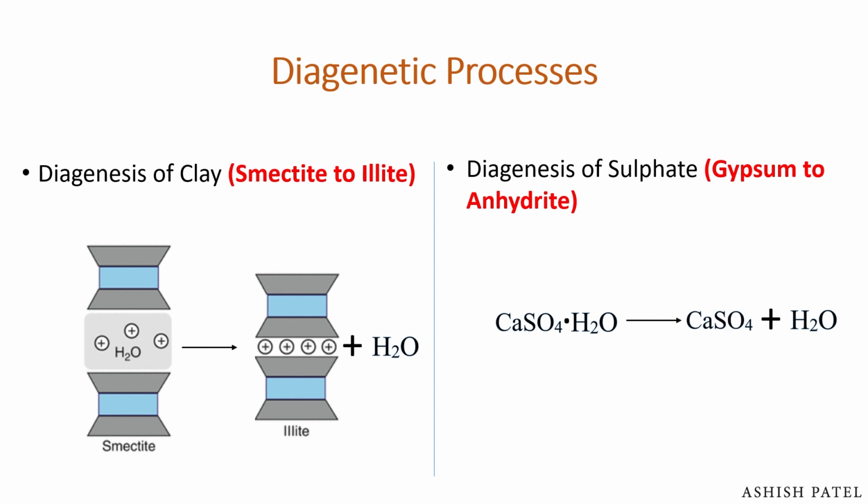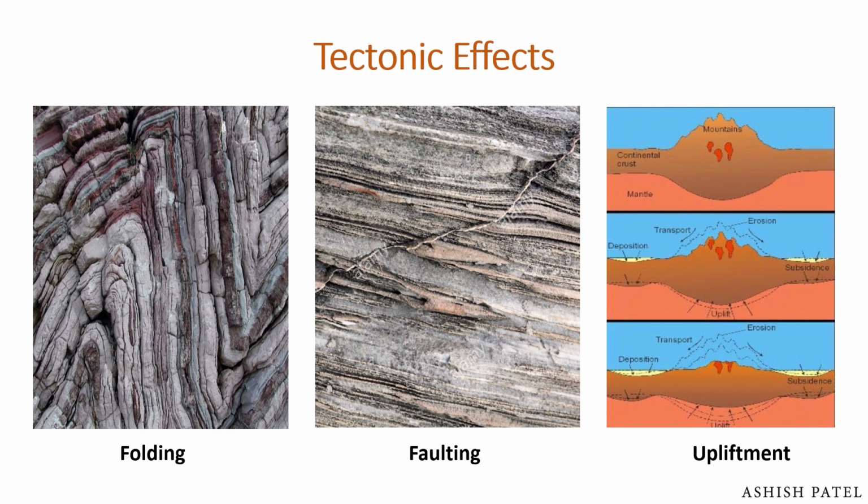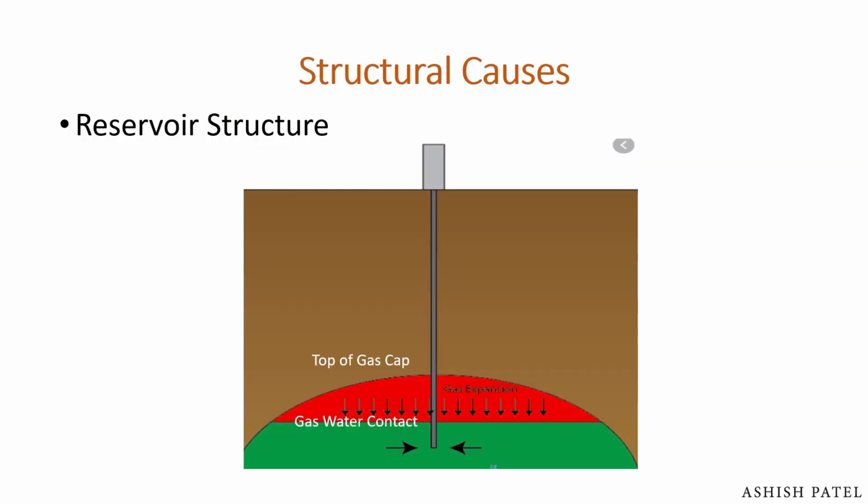Diagenetic processes like clay diagenesis and diagenesis of sulfate release a large quantity of water. If this water cannot escape during compaction, then the pore fluid will support an increased portion of the overburden and become overpressurized. Tectonic effects like folding, faulting, and upliftment also contribute to abnormal pore pressure. Reservoir structure also contributes to abnormal pore pressure.